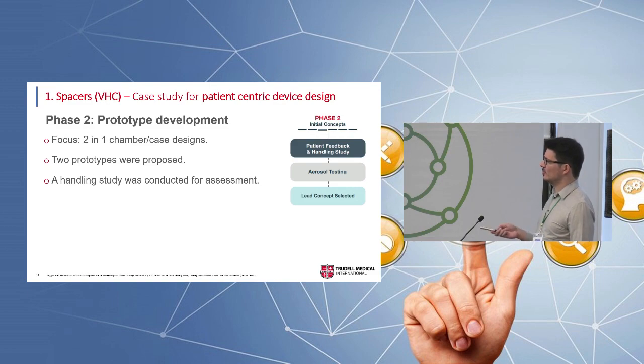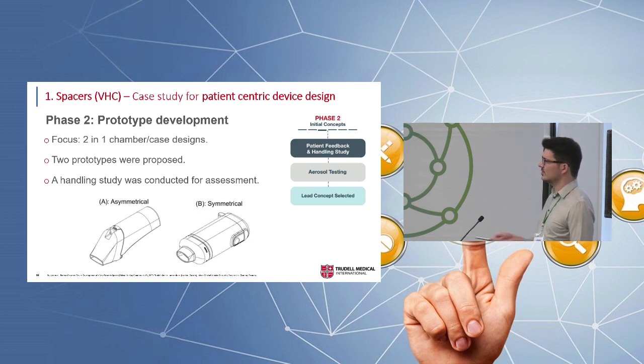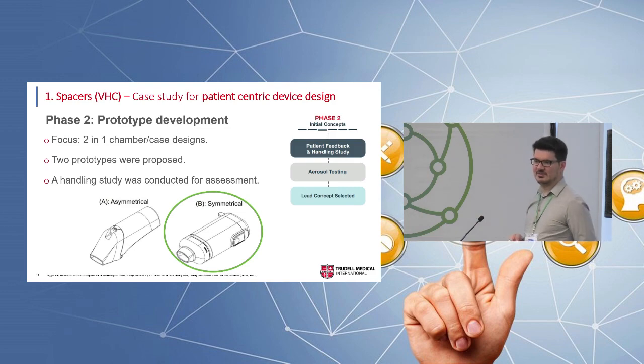They proposed two prototypes to the patient population, and a handling study was conducted. So these were the two devices that they had, and their sizes and shapes. Which one do you think was selected by the patients? Quickly. A? No, it was B. You know why? Because it fitted better into the patient's pocket. So nothing really to do with the design. It was just the patient saying, oh, this sits better in my pocket, so I like this shape more.